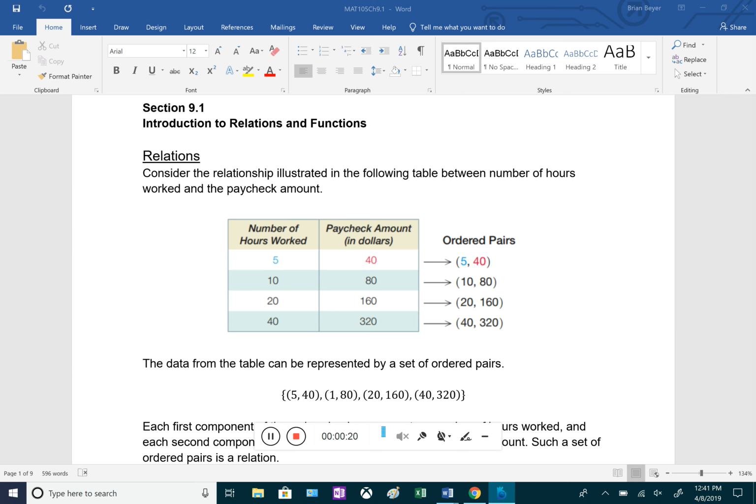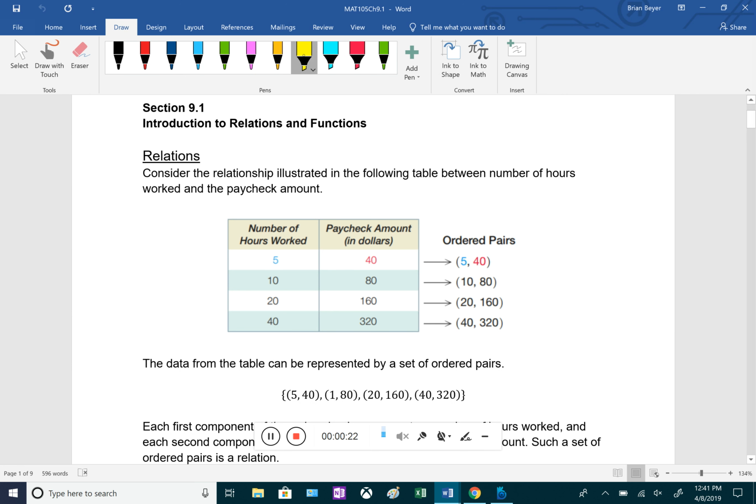So in the left column, we have the amount of hours worked: 5, 10, 20, and 40. And then on the right, we have the paycheck amount in dollars. So for 5 hours work, that corresponds to a total of a $40 paycheck. For 10 hours worked, $80 paycheck, and so on. So this is actually a relation.